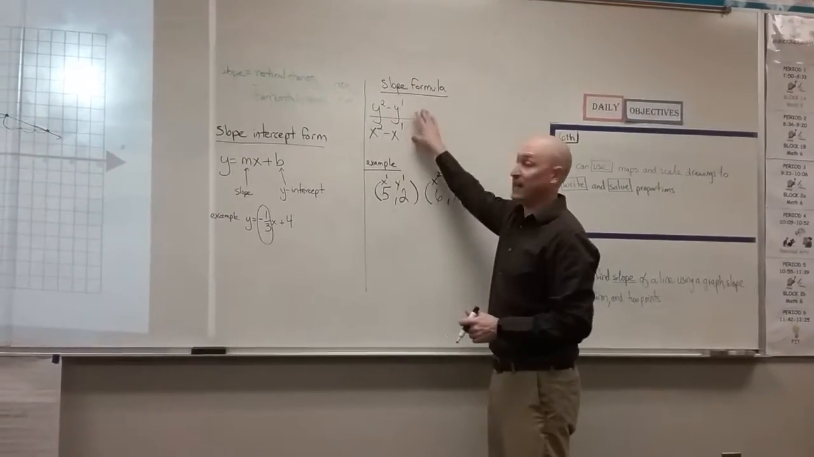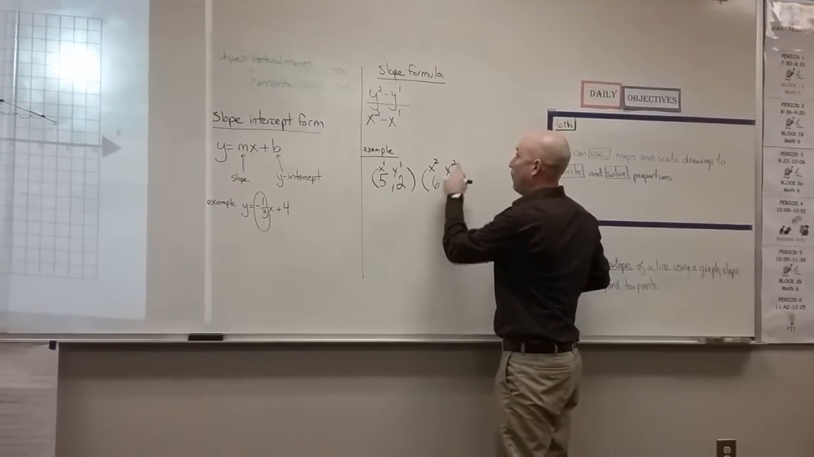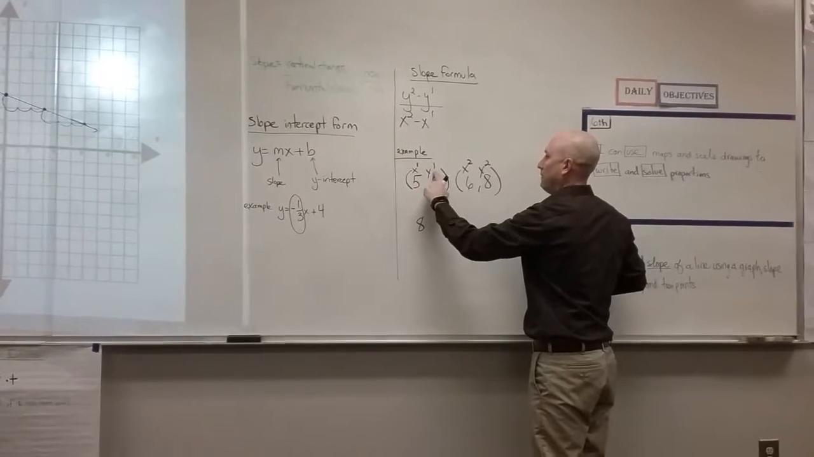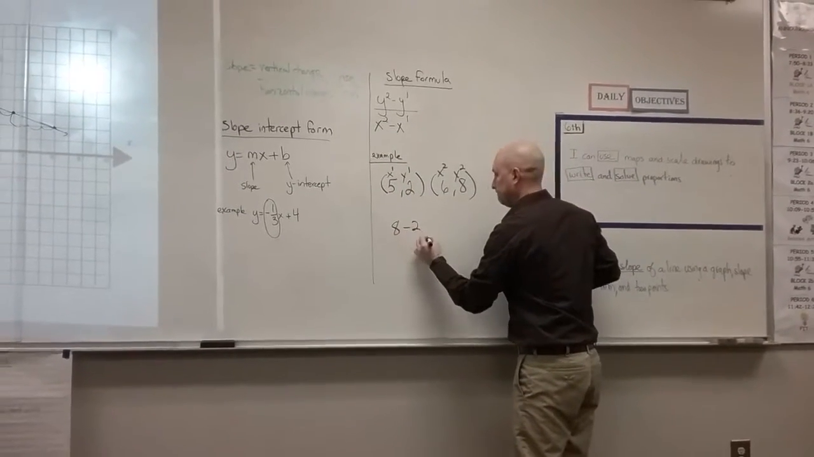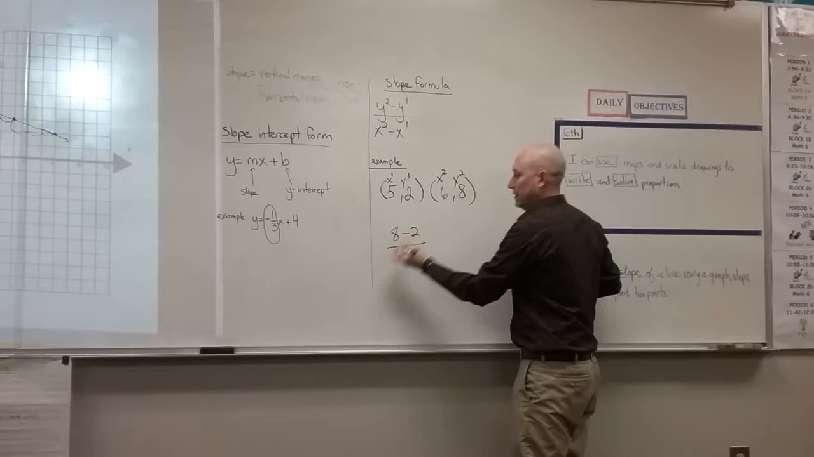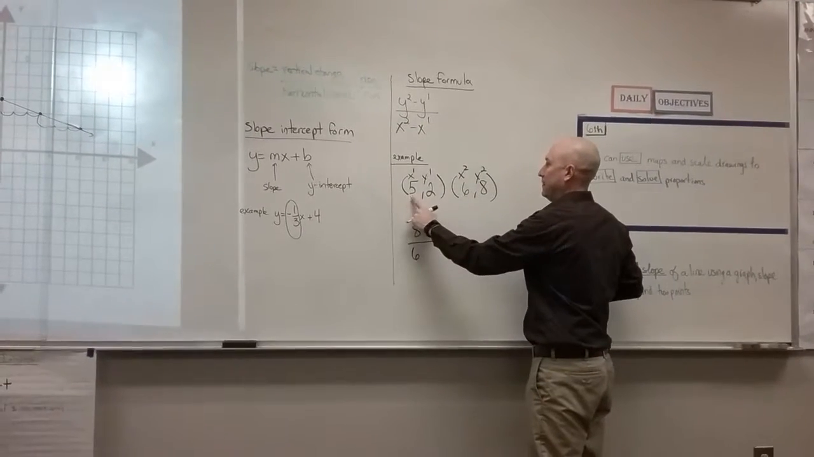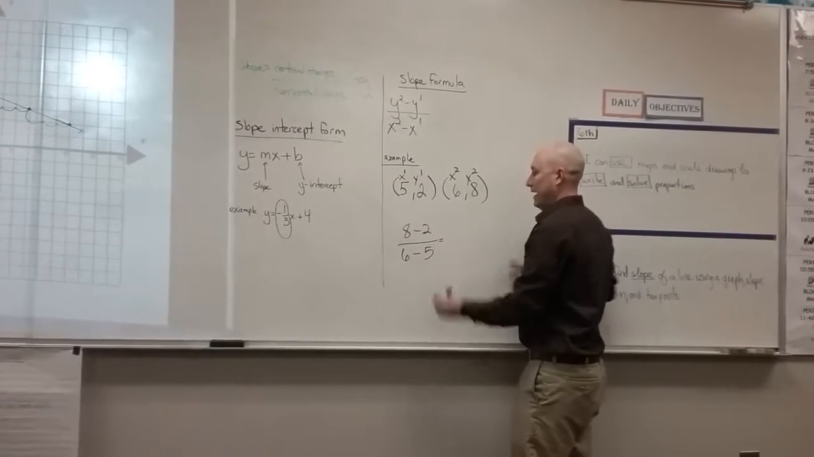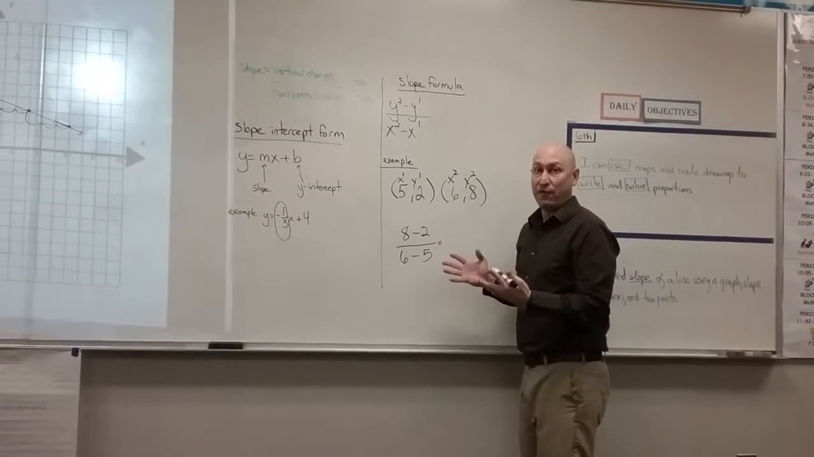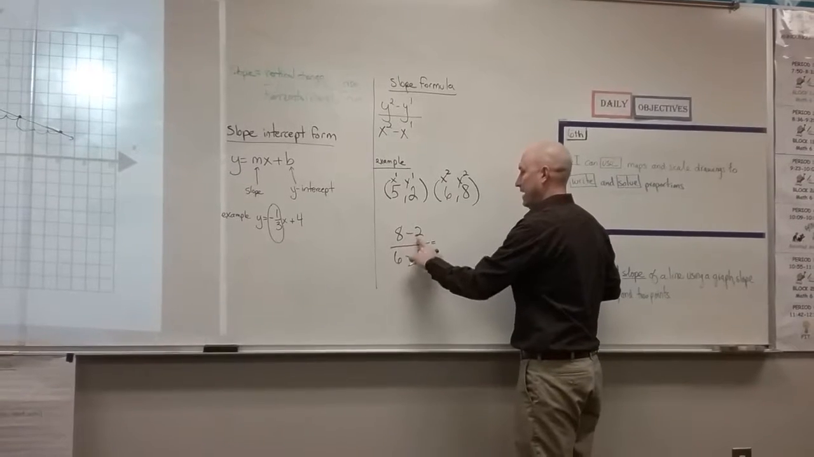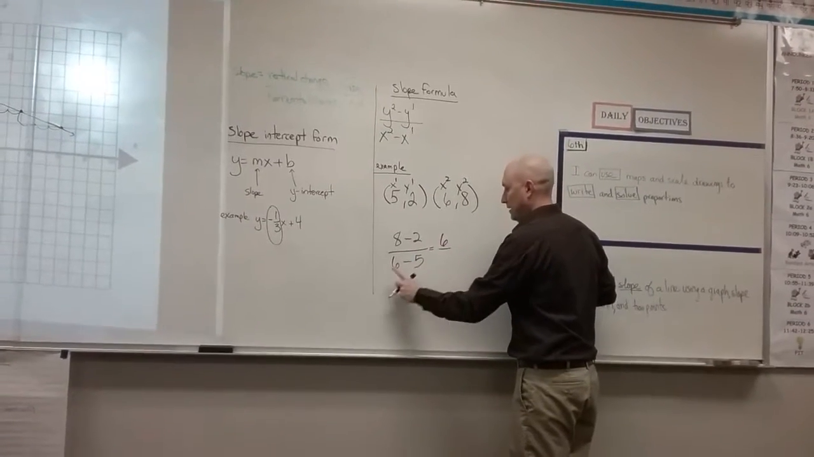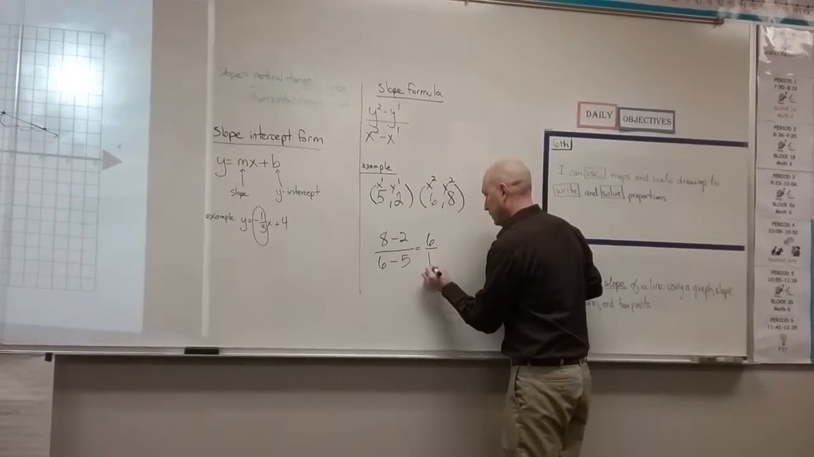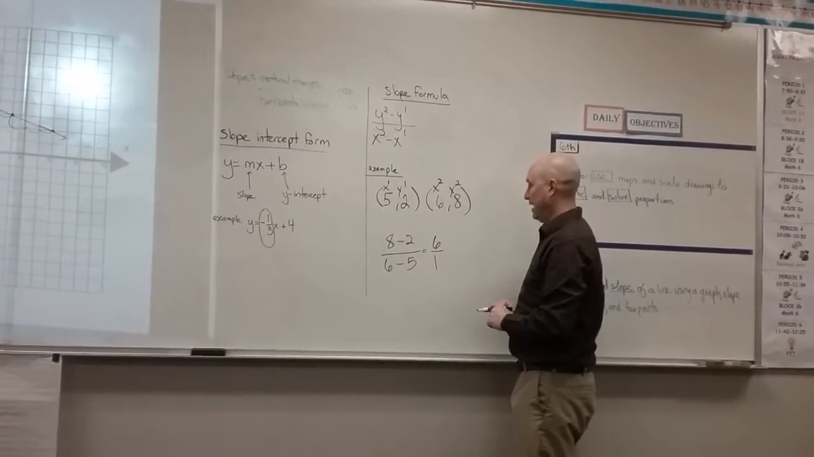So what I want to do is just now set them up in the formula to solve. My y2 goes first, 8, minus my y1, which is 2. My x2 is my 6, minus my x1, which is my 5. So when I go ahead and do my subtraction, I have all positive integers here, so I just have 8 minus 2, which is 6. I have 6 minus 5, which is 1. And I would just plot those on there.